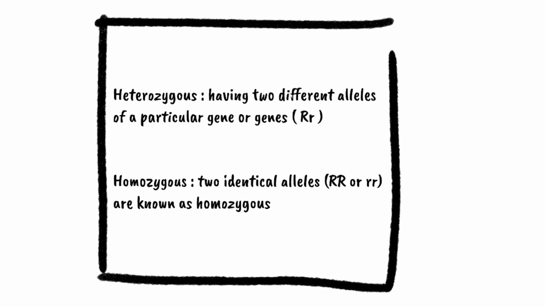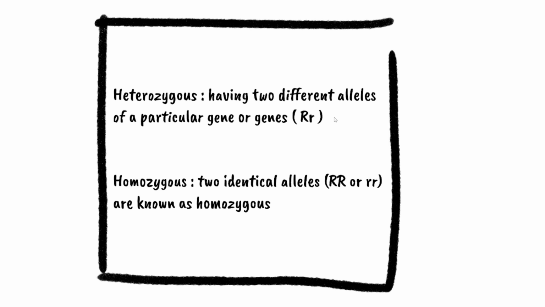The dominant allele is always represented by a capital letter. For example, here the R is capital, so the R is going to represent the dominant one. The small r is going to represent the recessive one. So a heterozygous cell has two different alleles of a particular gene. For example, there can be one black, one brown. But if the black one is dominant, only the black one is going to be expressed.